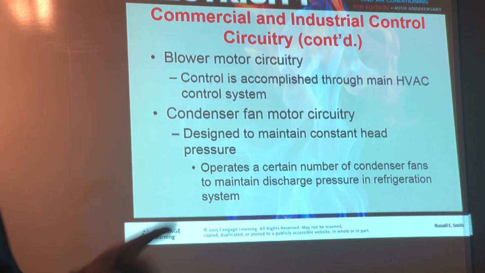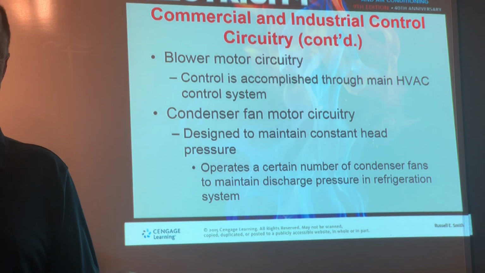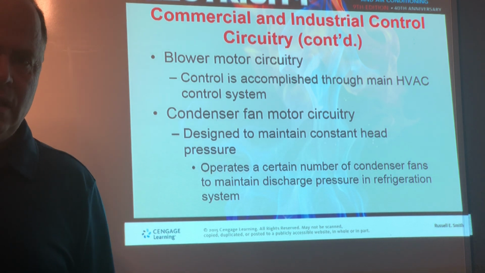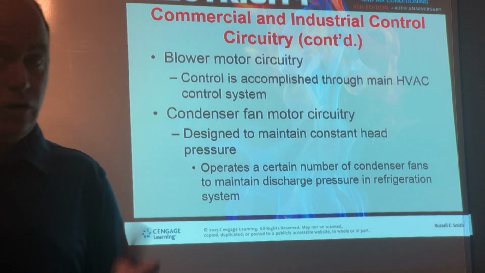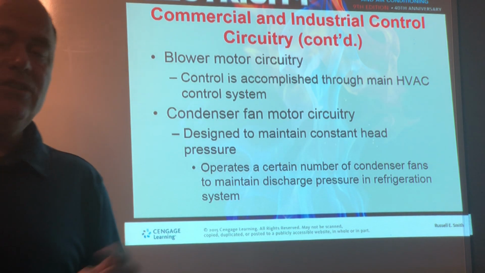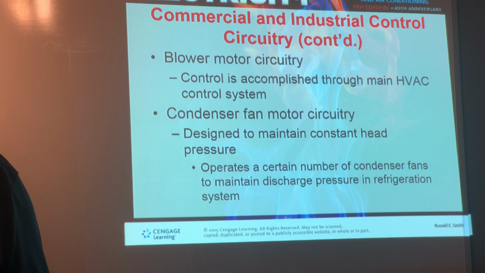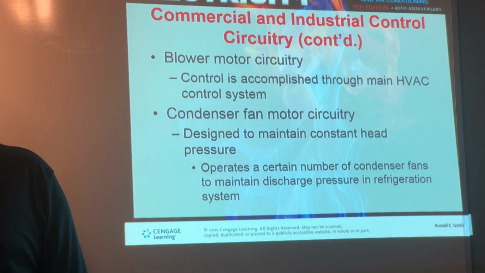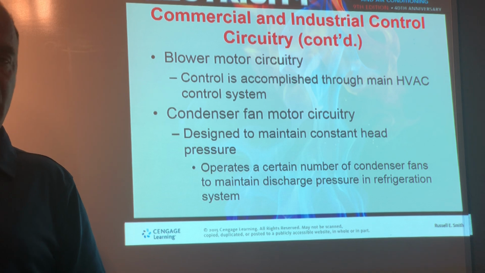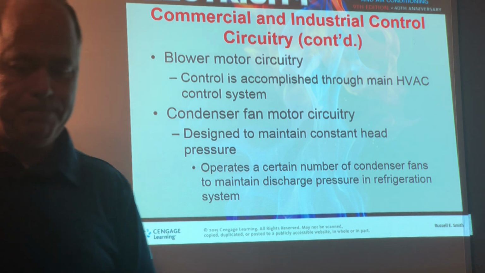Also, on larger systems there's the condenser fan motor. You think about little residential equipment, 5-ton equipment, one condenser fan. On air-cooled commercial equipment, for some of these air-cooled chillers or 100-ton package units, you might have upwards of 12 condenser fans, and maybe 4 might start with the compressor. Then the hotter the day, the head pressure goes up more and more, so you bring on more and more condenser fans with pressure switches to maintain a nice constant head pressure on the high side of your system.